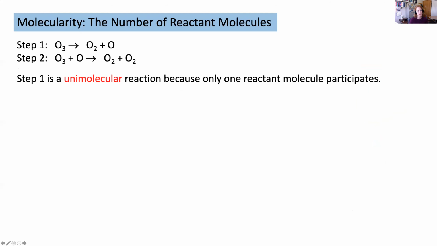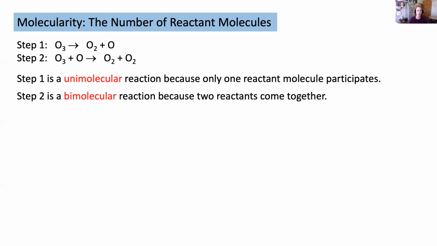So this brings us to a new term called molecularity. Molecularity is the number of reactant molecules that are involved in your reaction. So in step 1, I have 1 molecule going to 2, and so this is a unimolecular reaction because it's only 1. So 1 thing going to 2 things, unimolecular. Step 2 is going to be bimolecular. Ozone plus oxygen goes to then 2 things.